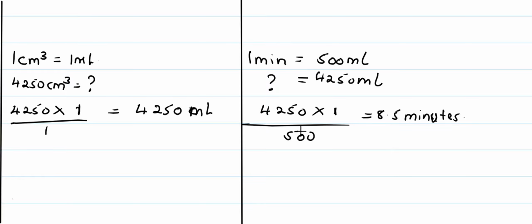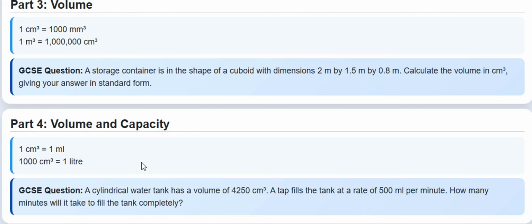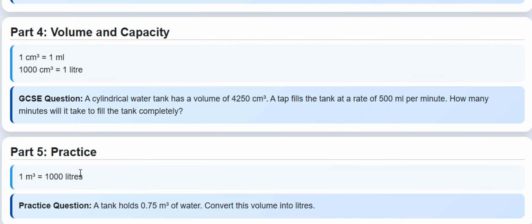So that's how we solve questions relating to unit conversions, and you can try this question 5 here, this practice question.